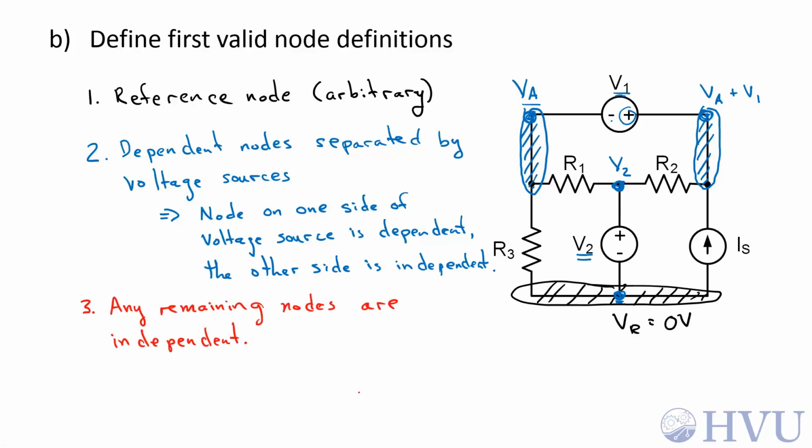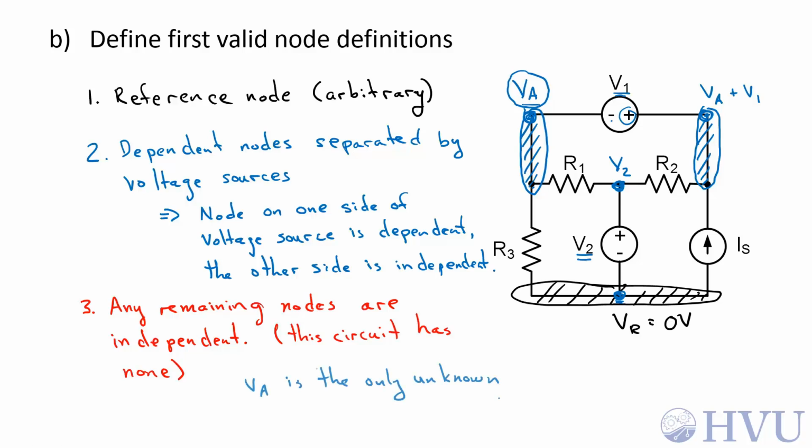Finally, if there are any remaining nodes in the circuit, those will be independent. There aren't any other nodes in this circuit. So in this circuit, there's only one unknown voltage, which is consistent with our previous slide.